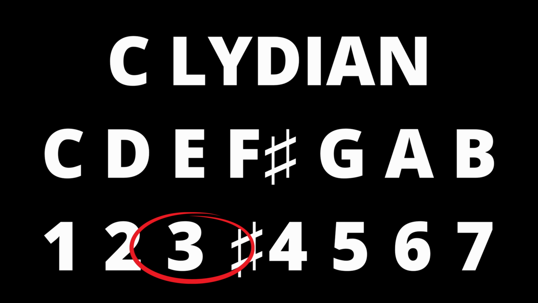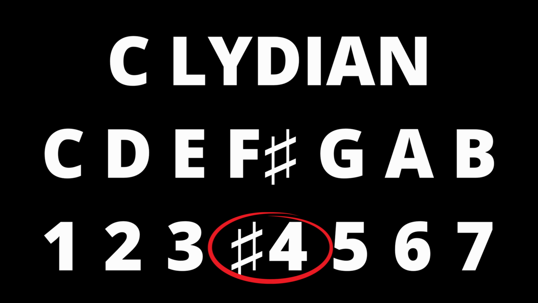You can hear that C Lydian is a major sounding scale with a major third note. The most important note in Lydian is the sharp fourth. This is the only note that separates the scale from major/Ionian. It provides the uplifting brightness that Lydian is known for.